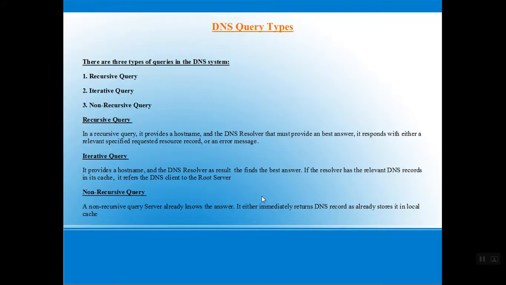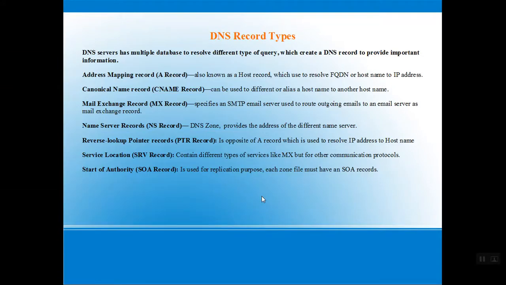And iterative finds the best answer from the related DNS record in its cache, and refers the DNS client to the root server. If the data is not found in its database, it is directed to the root server. So it also works to resolve the host name by itself or go for the assistance of the root server. And a non-recursive query means the server already knows the answer. It gives the answer with a yes or no. So this is the non-recursive query. And we have types of DNS records. A DNS server has, as we know, multiple databases to resolve different types of queries.